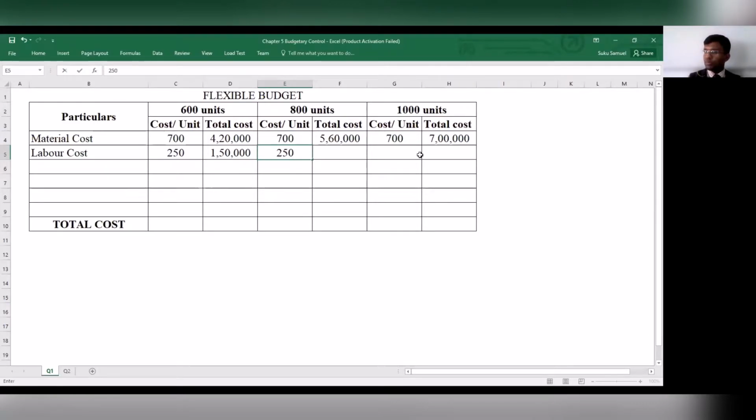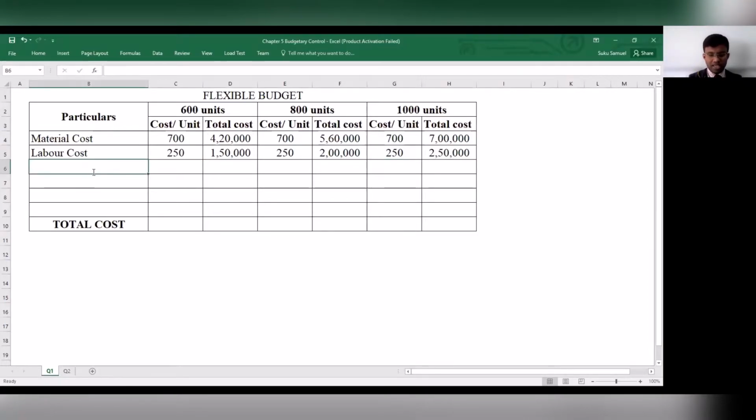For 800 units, how much will it be? It will be 250 into 800, which makes it 2 lakh. Here it will be 250 into 1,000, which makes it 2,50,000. Now let's move on to the next one.